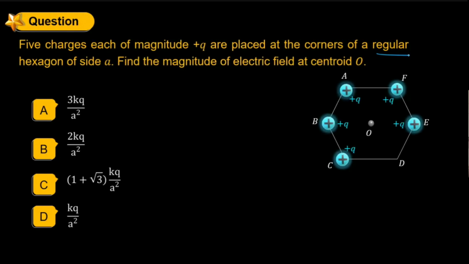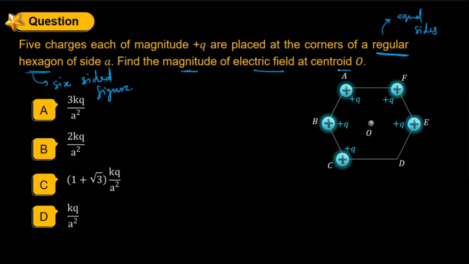Each side has equal sides and equal angles both, whereas a hexagon is just a six-sided figure. Find the magnitude of electric field at centroid O. So at point O, we have to find the direction and the magnitude of electric field.